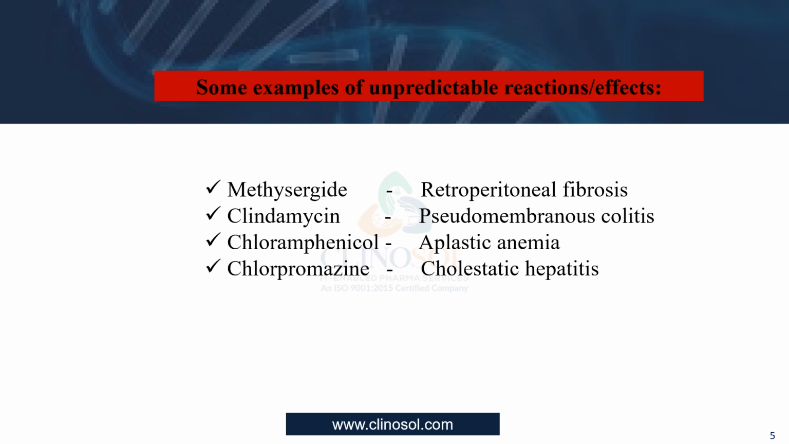Chloramphenicol produces a condition called aplastic anemia after its chronic use, as a result of damage to the bone marrow. Hence, the body stops producing enough new blood cells. With chlorpromazine, a condition called cholestatic hepatitis develops. Hence, there is a need for liver transplantation.